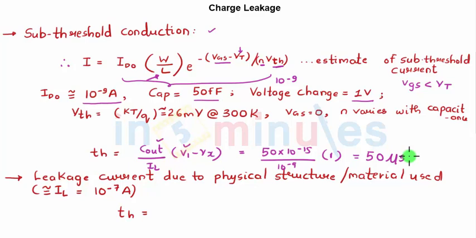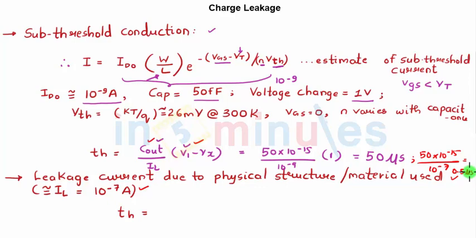Before we go ahead, let's complete the final formality. There are other leakage currents present also due to the physical structure and the materials used. And this leakage value can range somewhere around 10 raised to minus 7 amperes. So if I do the same substitutions with C_out same, V1 minus Vx same, and I_L equal to 10 raised to minus 7, then what I get is nothing but 0.5 microseconds, which is again a very small hold time.